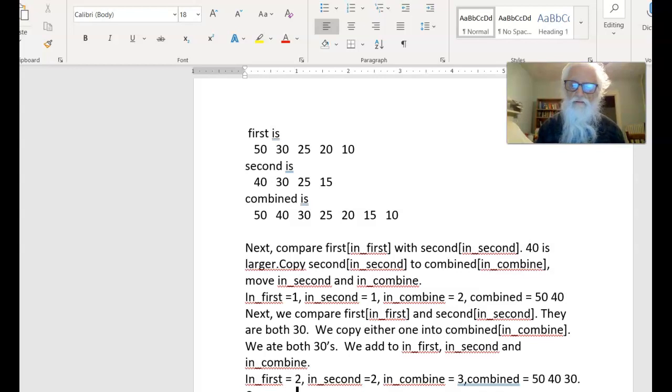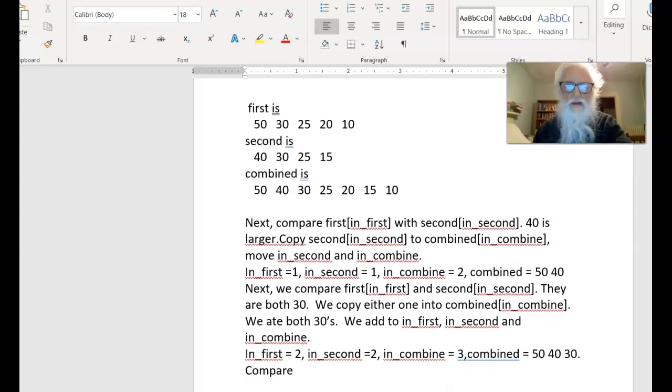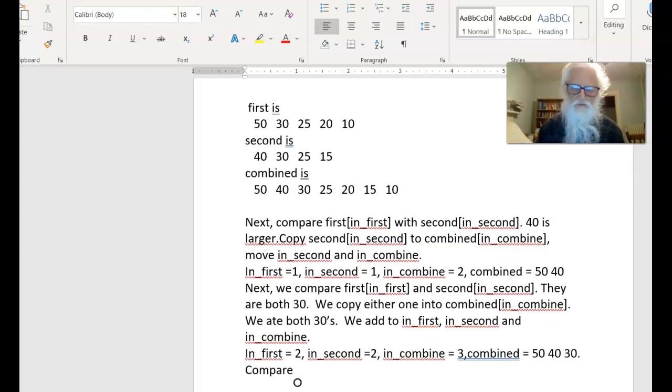Compare as before. Compare this time the 25 and the 25. And guess what? They're the same.